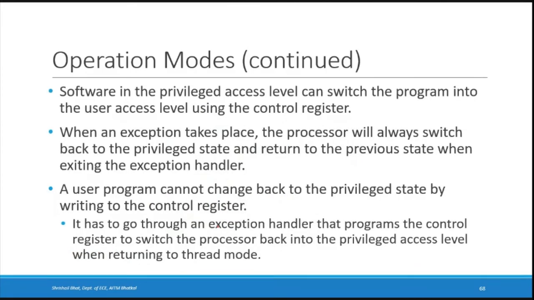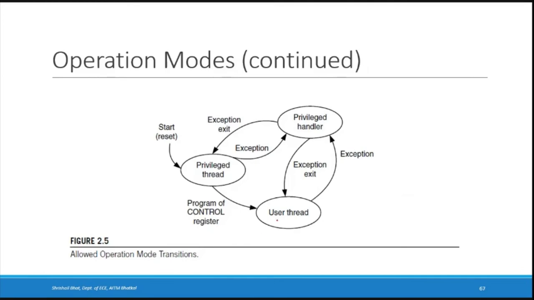So whenever an exception takes place, the processor will always switch back to the privileged state, because in user state there is no exception handler. Handler can be there only in privileged state, and return to the previous state when exiting the exception handler. If the exception was caused in user thread, it will return to user thread from the privileged handler. If the exception caused is from privileged thread, it will return to privileged thread.